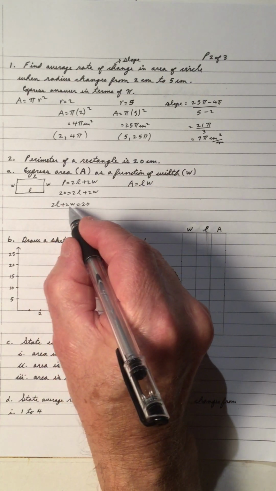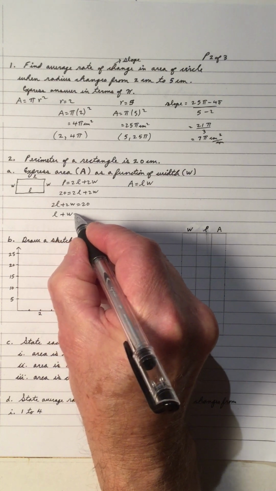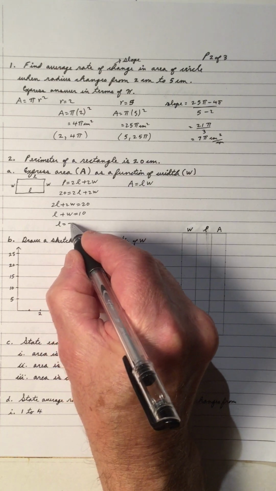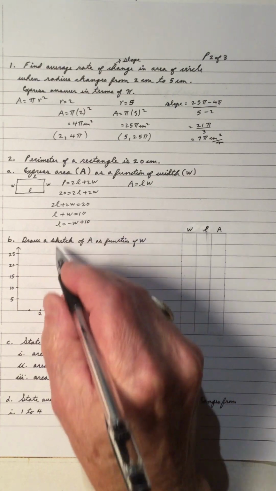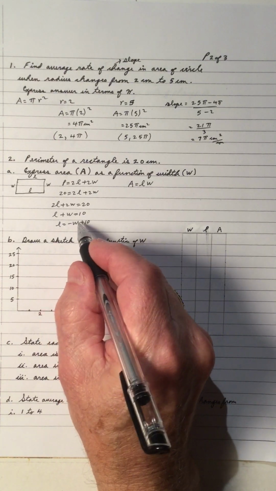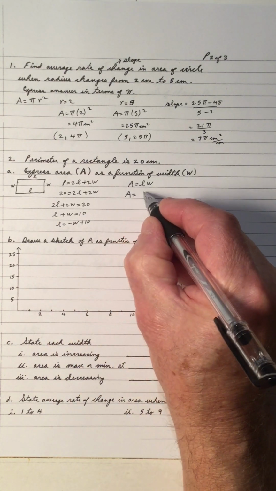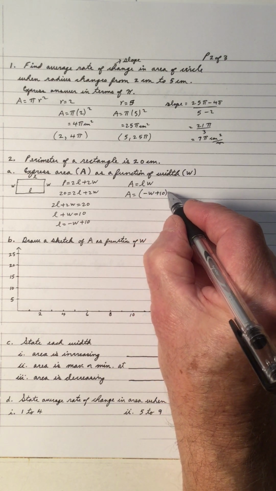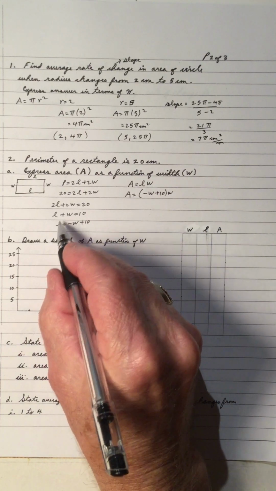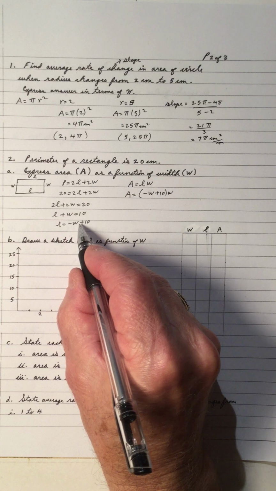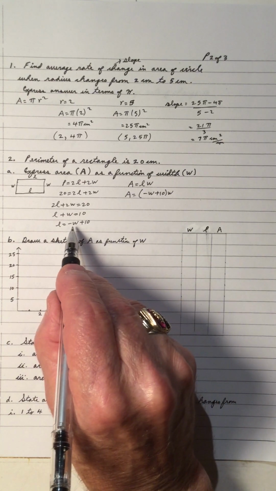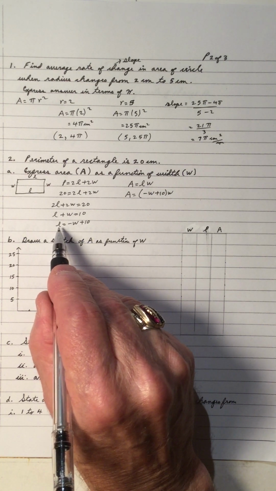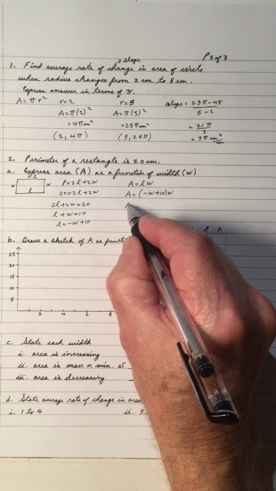So solving this for L, dividing by 2, I get L plus W is 10. And that means L is equal to negative W plus 10. Now I have the length in terms of the width. So if I take this equation here and change the length to negative W plus 10 times the width, here the length is a function of the width. So if the width is 1, the length is 9. If the width is 2, the length is 8. And so this fills that in there.